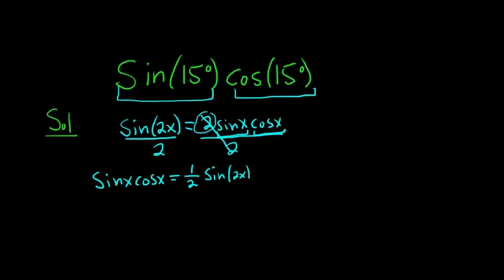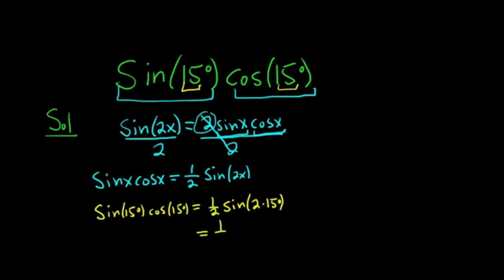All we have to do now is replace all of the x's with 15 degrees. So sine of 15 degrees times cosine of 15 degrees is equal to 1/2 sine of 2 times 15 degrees.